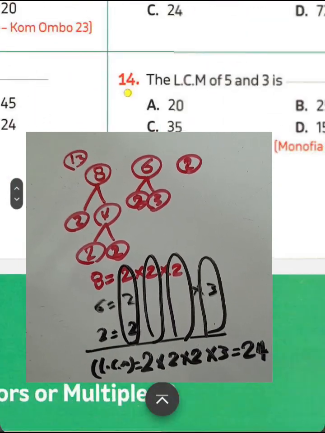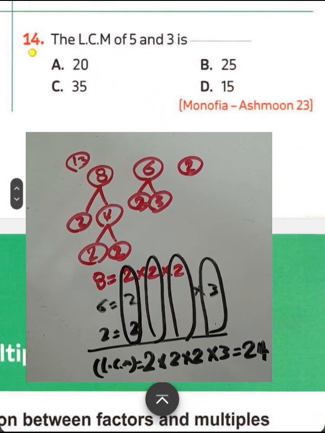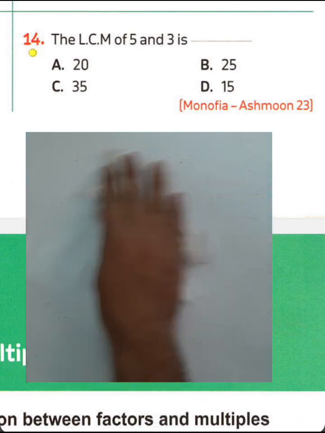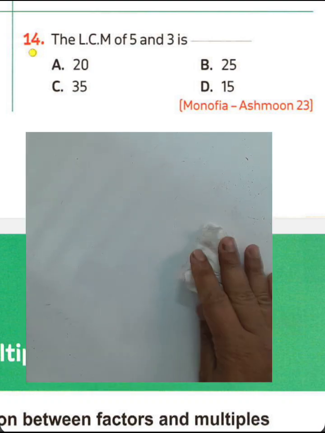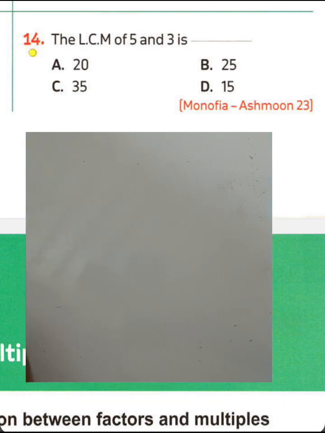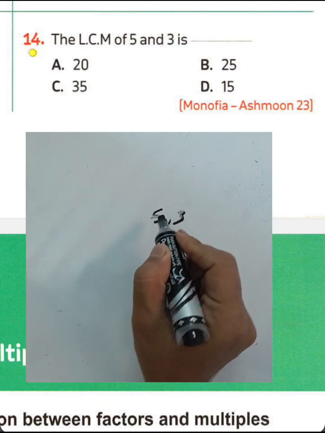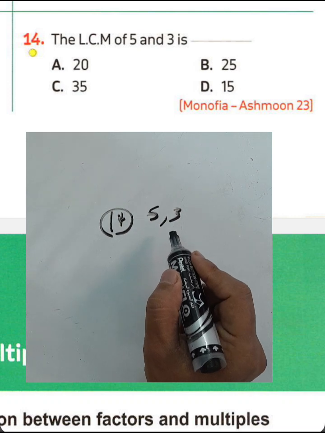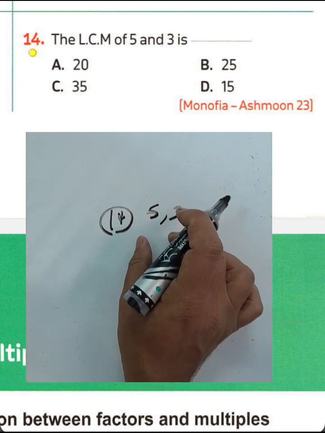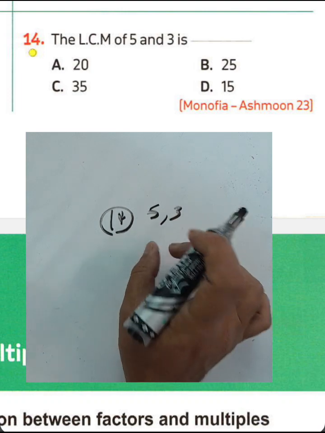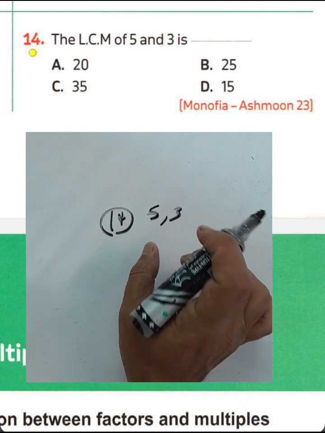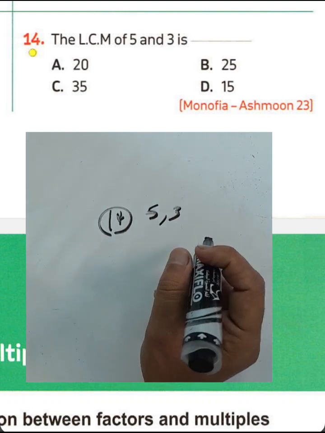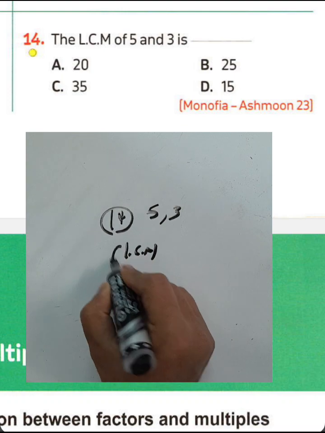Last one, question 14. Least common multiple between the numbers 5 and 3. We know 5 and 3 are prime numbers. To find the least common multiple between two prime numbers, you must find their multiplication. 5 by 3 equals 15. Then the least common multiple will be 15.